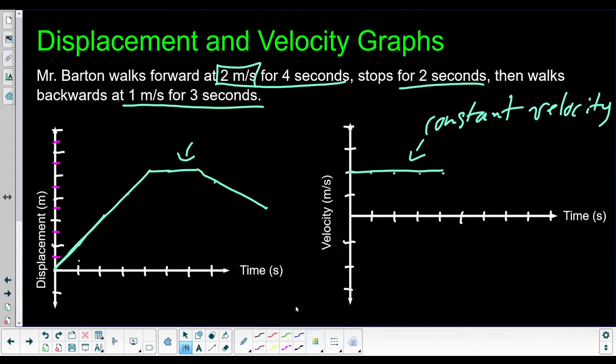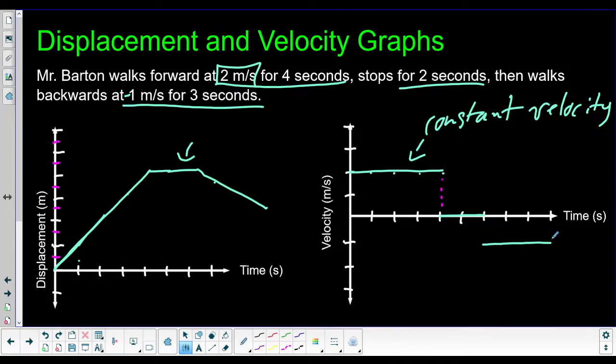If it makes you feel uncomfortable, I believe the AP test doesn't really care if you put a dashed line just to show that they line up. So we're going to go 0 meters per second for 2 seconds. And then we're going to walk backwards 1 meter per second for 3 seconds. The way we represent a vector going the opposite direction is we change the sign. So this would be -1 meters per second. So we're going to go down to 1, and we're going to go for 3 seconds. 1, 2, 3.